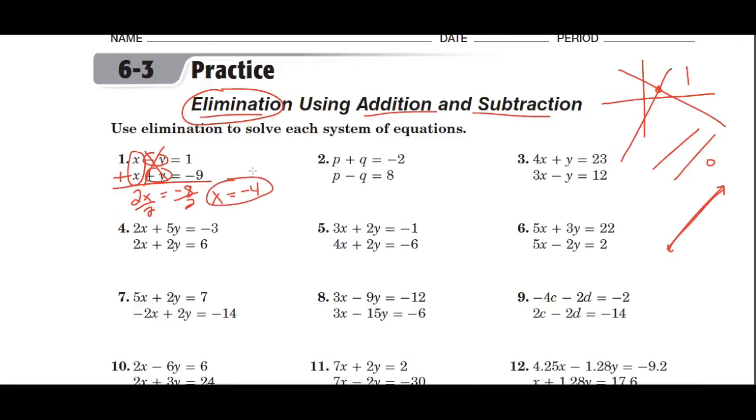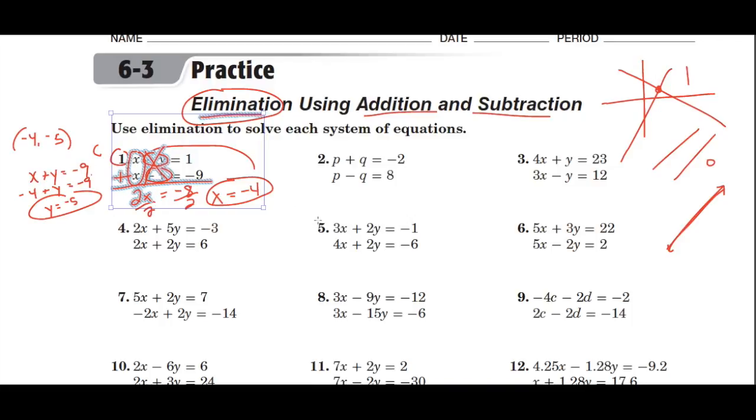Once we know what x is, we can plug that back into our equation and find out what y is. You can actually use either equation, it doesn't matter. So I have x plus y equals negative 9. That's the second equation. And if I plug in negative 4 plus y equals negative 9, I find out that y is equal to negative 5. So the solution to the system of equations for number 1 is negative 4, negative 5. That's where those 2 lines cross if we were to graph them.